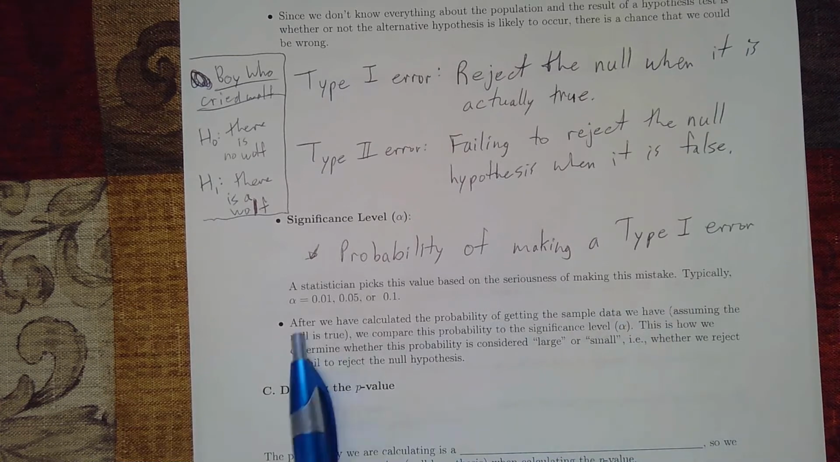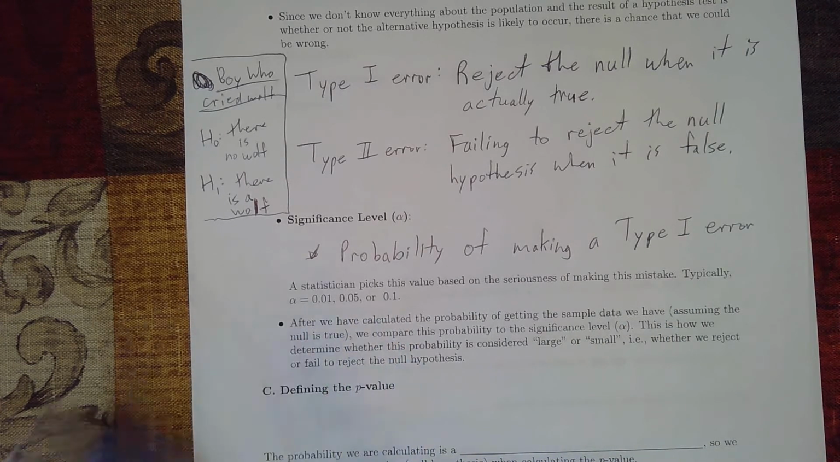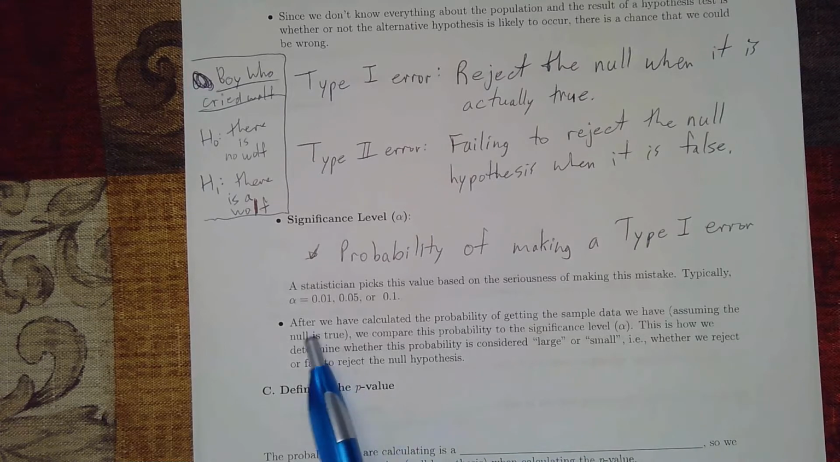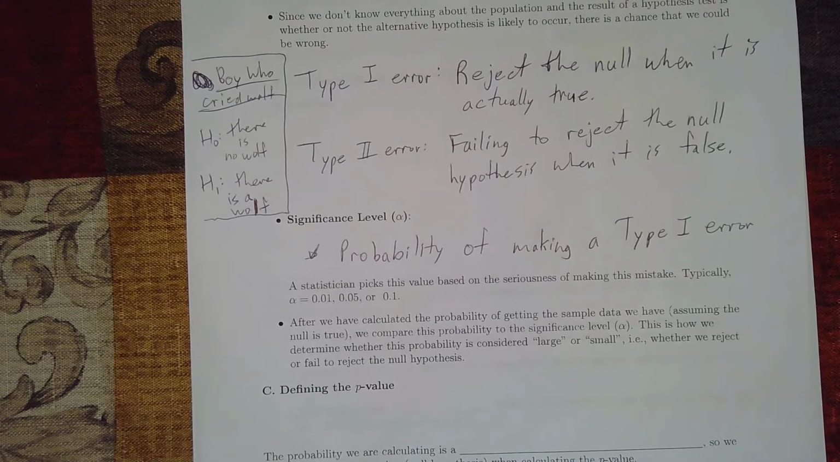Typically the choices we might make for alpha are 0.01, 0.05, or 0.1. After we've calculated the probability of getting our sample data, assuming the null hypothesis is true, we're going to compare that probability to the significance level. This is what is defined as a p-value, which we'll get to in a second. This is how we determine whether the probability is considered large or small, and whether or not we fail to reject our null hypothesis.